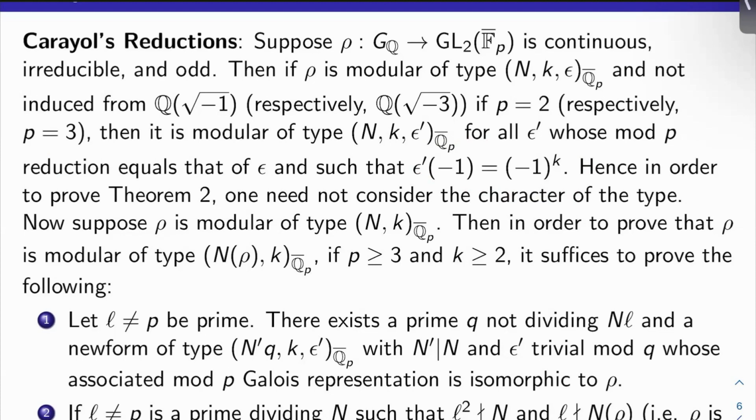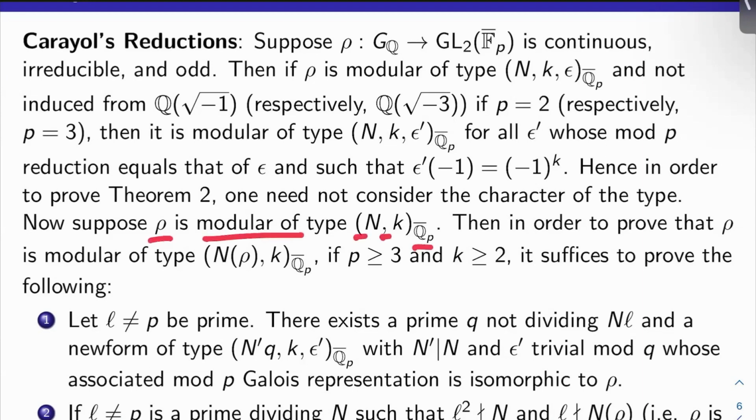So what does this say? This says that in order to prove theorem 2 above, the main result of the chapter, you actually don't need to consider the character of the type at all. And so from here on out, we really won't. Now, there are other reductions that Kerios made. So you can boil theorem 2 down essentially to showing two different things. So I'll go into that right now.